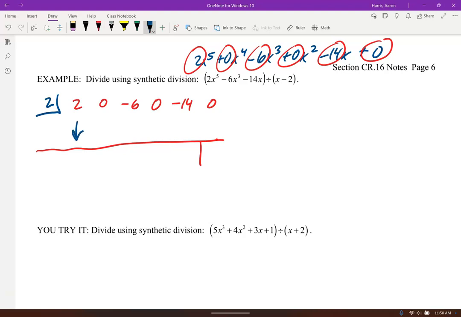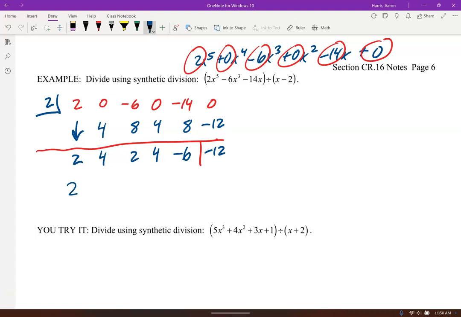And I'm going to drop the 2 down. Now multiply 2 times the k. 2 times 2, 4. 0 plus 4. Multiply that by k. 4 times 2 is 8. Negative 6 plus 8, 2. 2 times 2, 4. 0 plus 4. 4 times 2. Negative 14 plus 8. Negative 6 times 2, 0 minus 12. Looks like our remainder is negative 12.